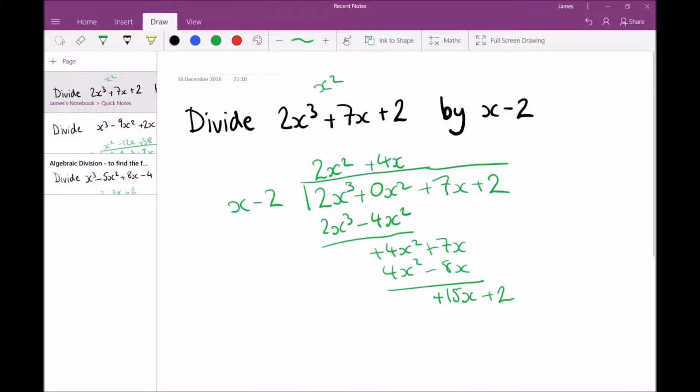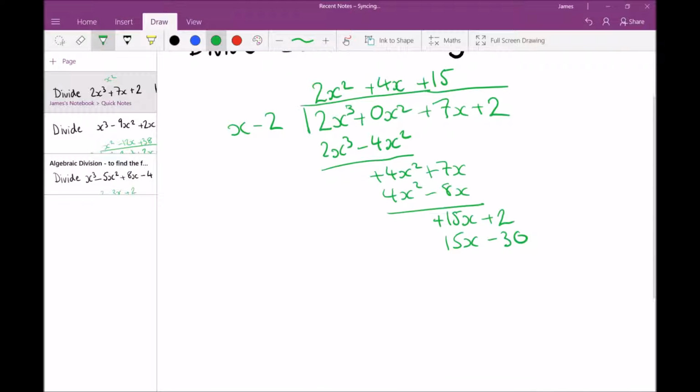So we say, what do we times x by to get 15x? And that's 15. And then we times 15 by x. So we get 15x. Minus 2 times 15, minus 30. And we end up with 32.